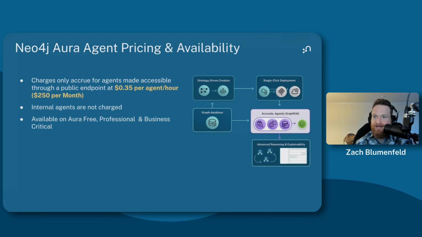Once you hit external, like we did before, so that I can access it externally, then it's charged at 35 cents per agent hour, which I think works out to around $250 per month. Again, internal agents aren't charged.